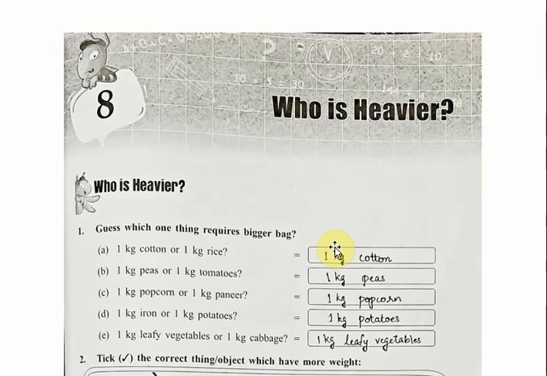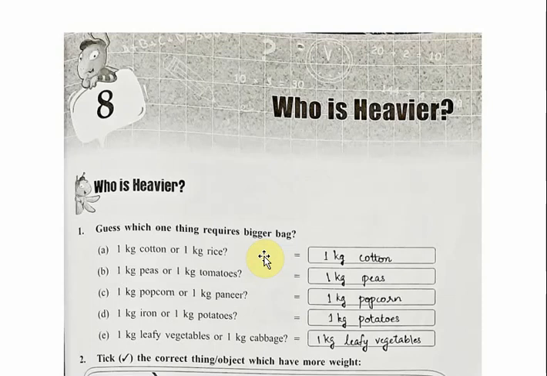Here some of the things are given. See, first one, 1 kilogram cotton or 1 kilogram rice. We have to find out which requires a bigger bag, whether 1 kilogram cotton or 1 kilogram rice requires the bigger bag to pack. Here you can see that both are 1 kilogram. Cotton is also 1 kilogram as well as rice is also 1 kilogram. That means the quantity is same. But can you pack both the items in same type of bag? No. Why? Because the cotton is lighter than rice.